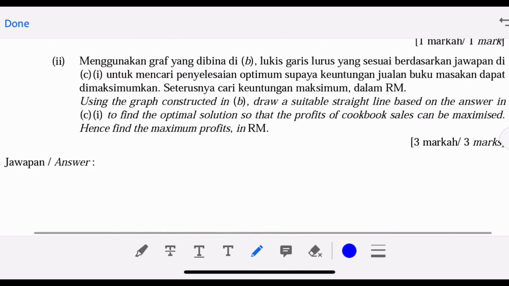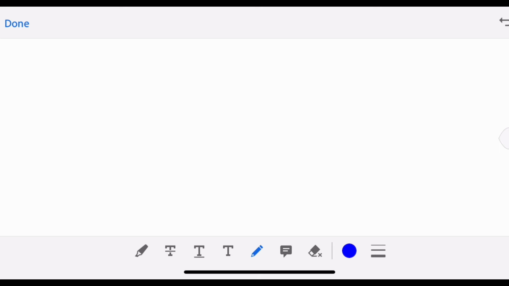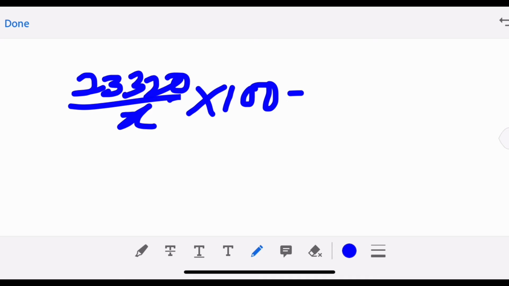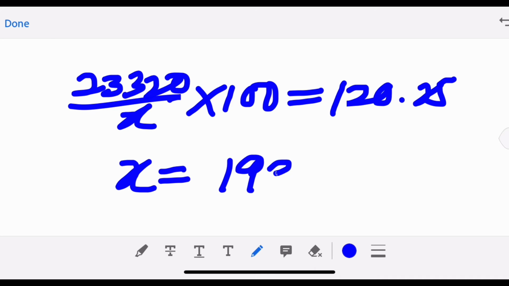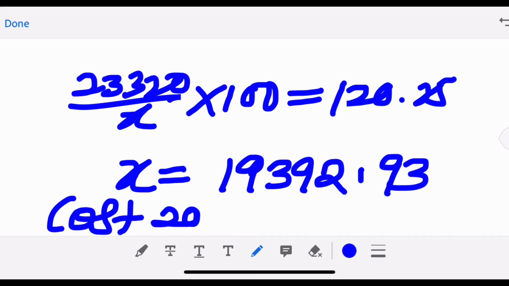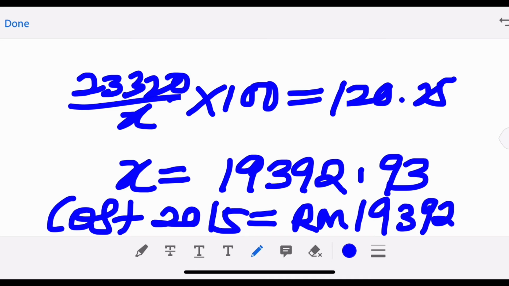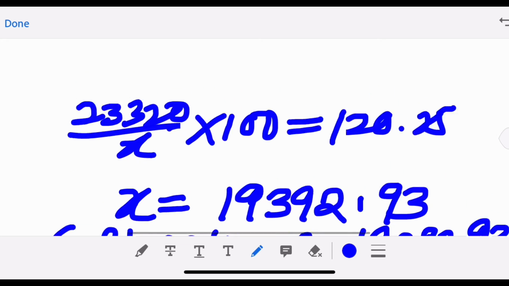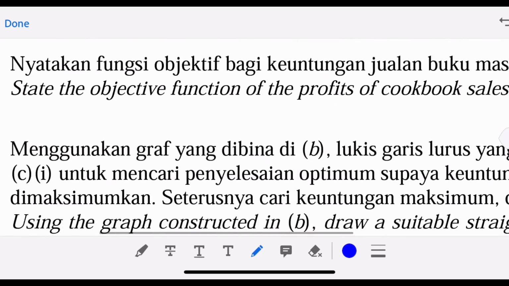So the answer should be: 23320 over x, times 100, equals 120.25. Hence, x should be equal to 19392.93. It means that the cost for the year 2015 is Ringgit Malaysia 19392.93.